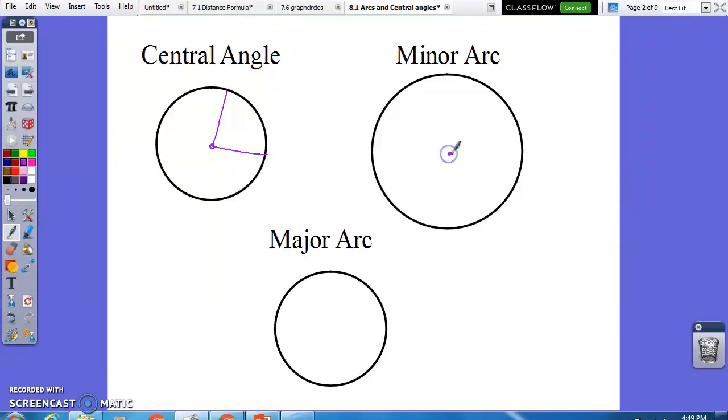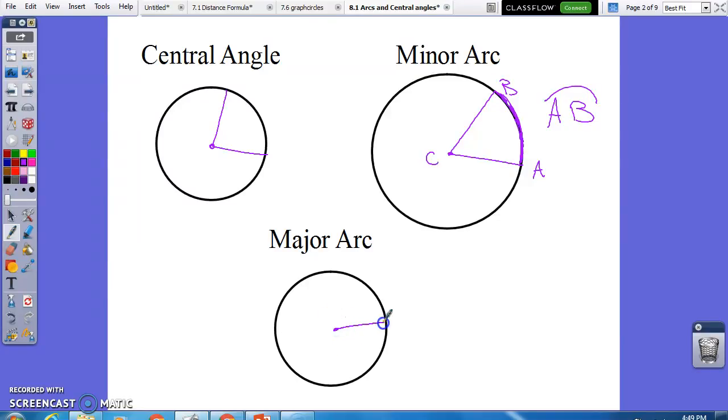So if this is our central angle, let's call this point C, and this point A, and this point B, the minor arc, we would say, is arc AB, and we put a little arc above it like that. That would be from here to here, and it doesn't matter what order you put them in. It could be arc BA. It would be the same thing.